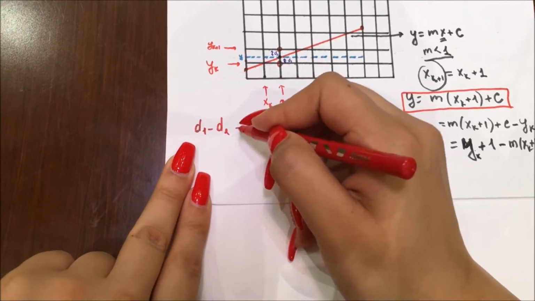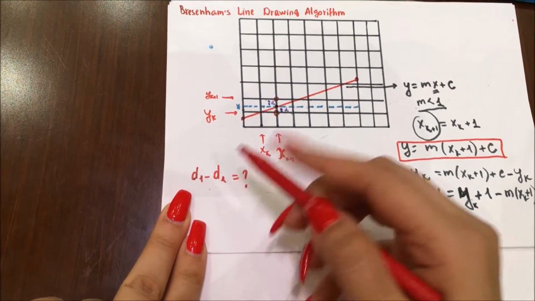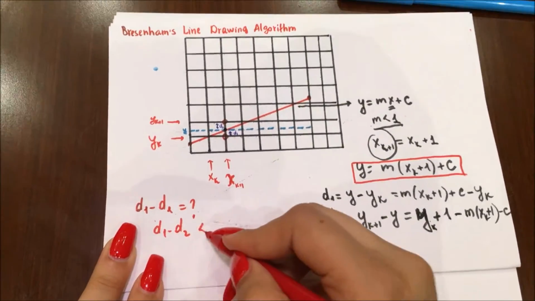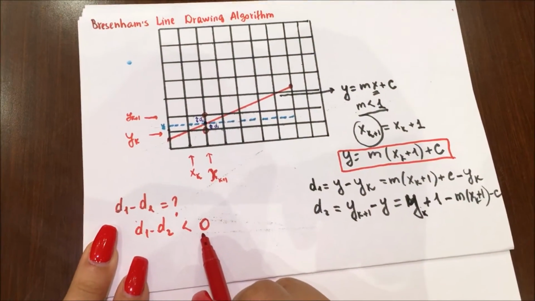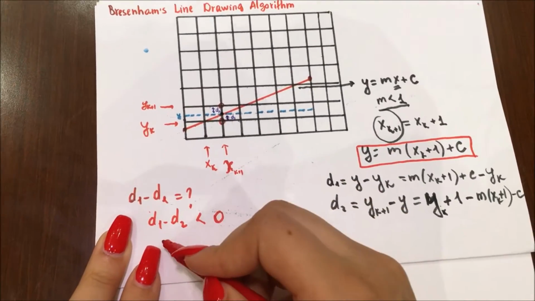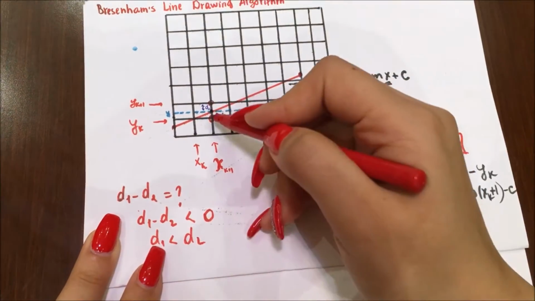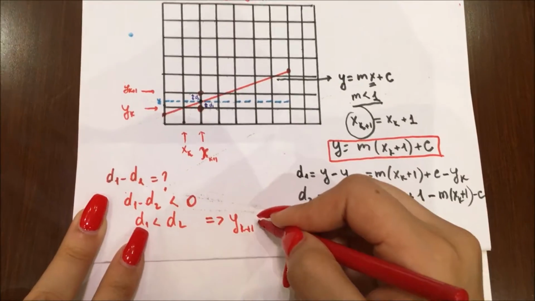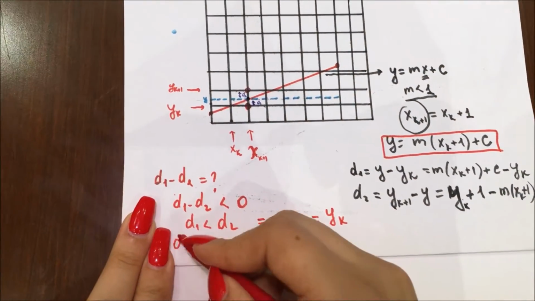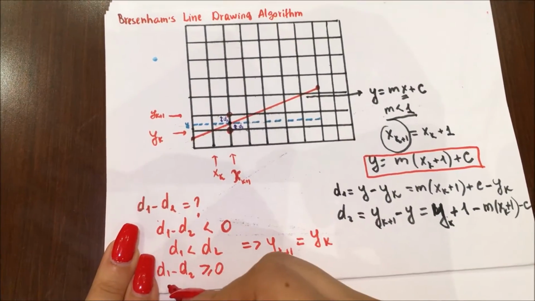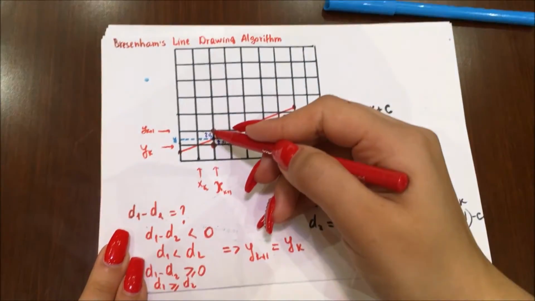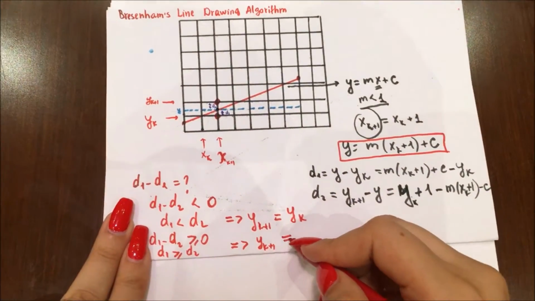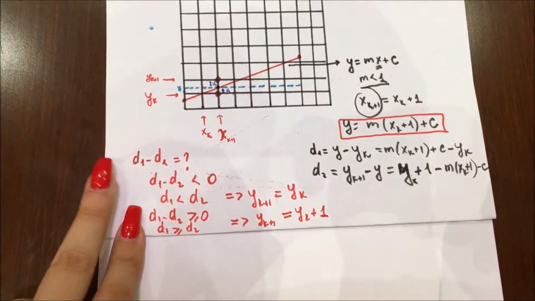Now we should calculate the difference between d1 and d2, because the result will decide which pixel is nearer to the intercept point. If d1 minus d2 is less than 0, it means that the distance between the intercept point and yk is less than the distance between the intercept point and yk plus 1. So in this case, the computer will choose the lower pixel, yk. The next coordinate will be yk. If d1 minus d2 is more than or equal to 0, then the computer will choose the upper pixel, and the next coordinate of y will be yk plus 1.